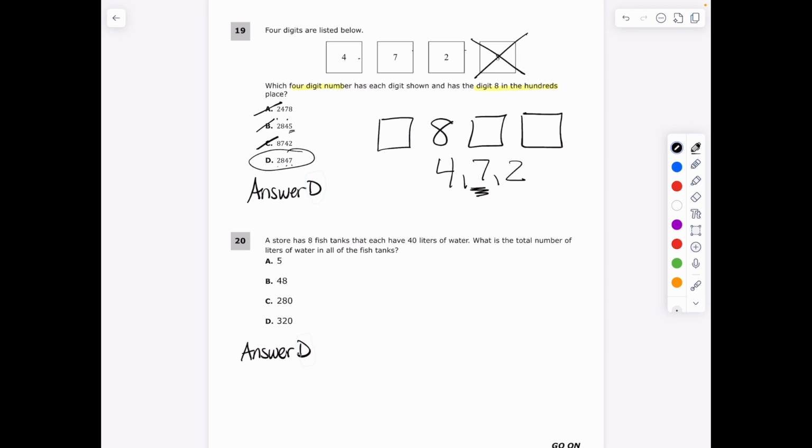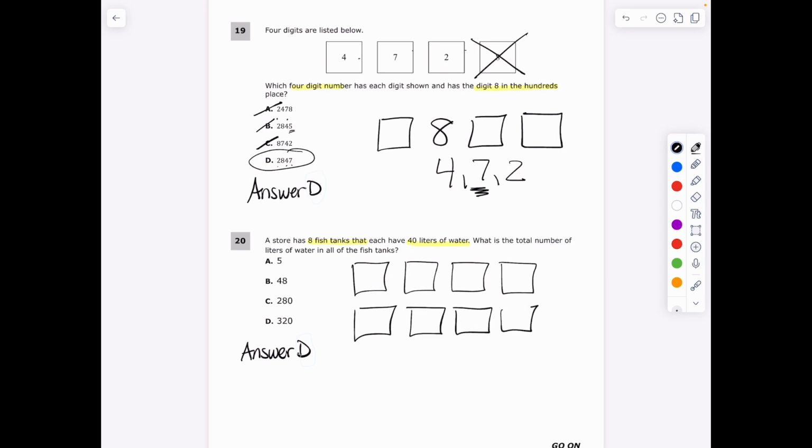All right, let's check the next one. A store has 8 fish tanks. Each fish tank has 40 liters of water. What is the total amount of water? So I'm not equally sharing here. Instead, I just have many with the same amount. So here are the 8 fish tanks, and each one has 40 gallons of water.